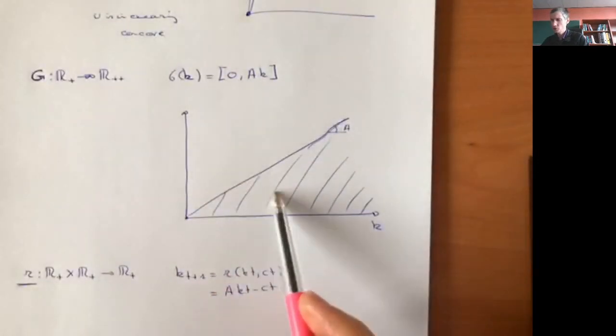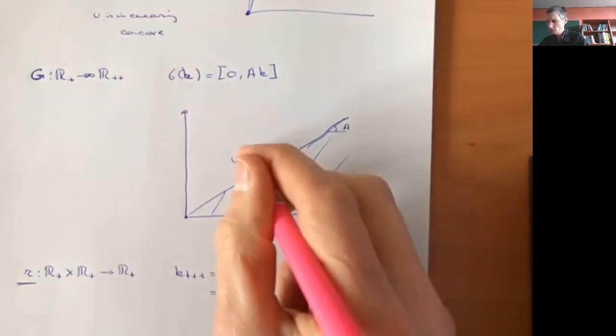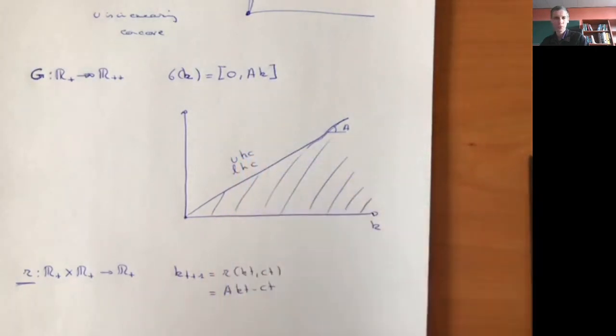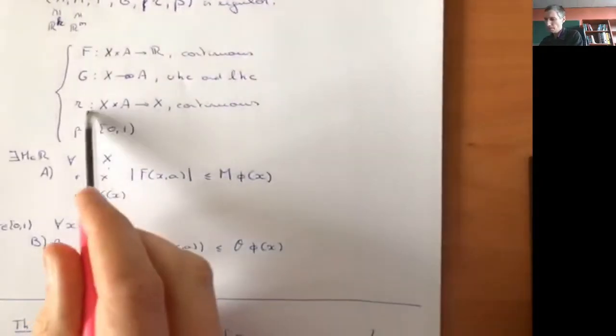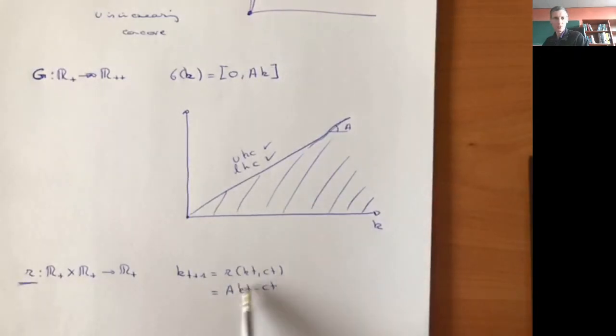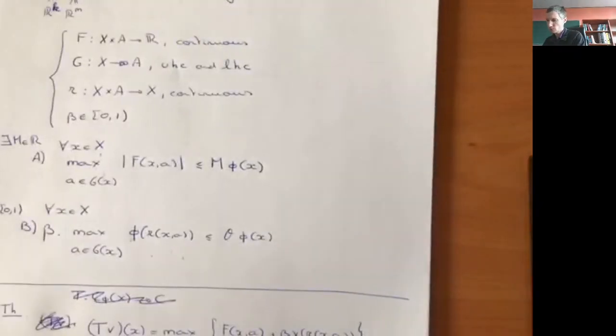G is upper hemicontinuous and lower hemicontinuous, so this is G. Well, you can easily verify that both upper and lower hemicontinuity are satisfied for this correspondence. Okay, so that's not a problem. And then R is continuous. Well, yes, this is a continuous function of Kt and Ct. Okay, so no problem here.